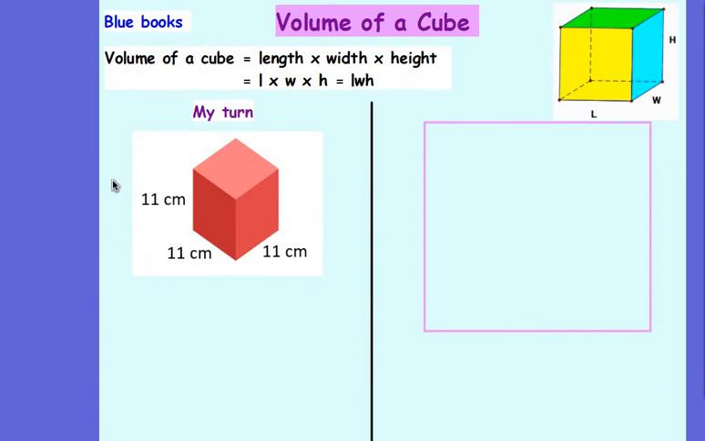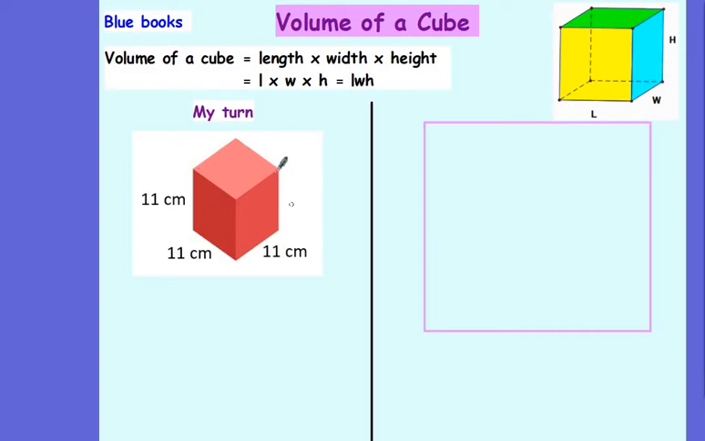Right, year 8, dark blue books for me. Can you write the title volume of a cube? Underneath, can you write the formula? Volume of a cube is length times width times height, which is sometimes shortened to L times W times H, which is LWH. When you've got that written down, please put your pens down and I'm going to go through an example, then you're going to do one.